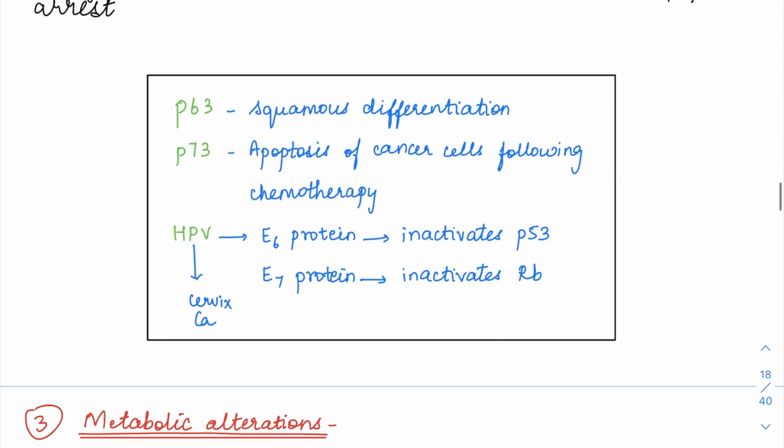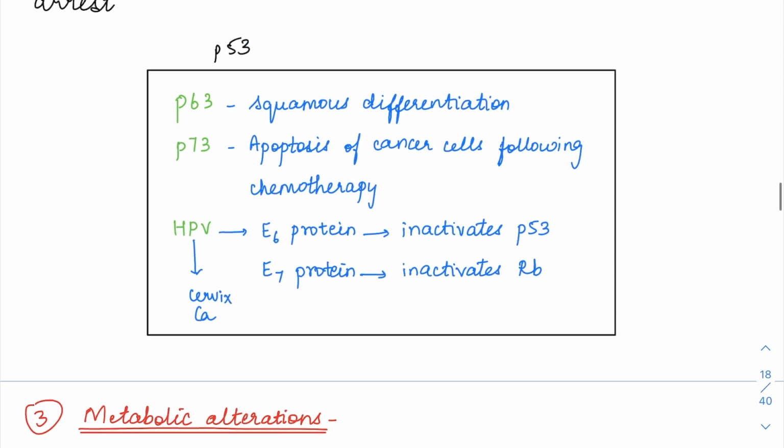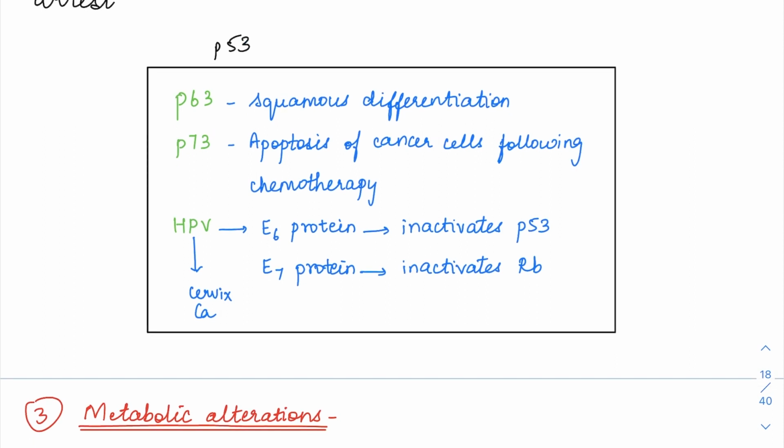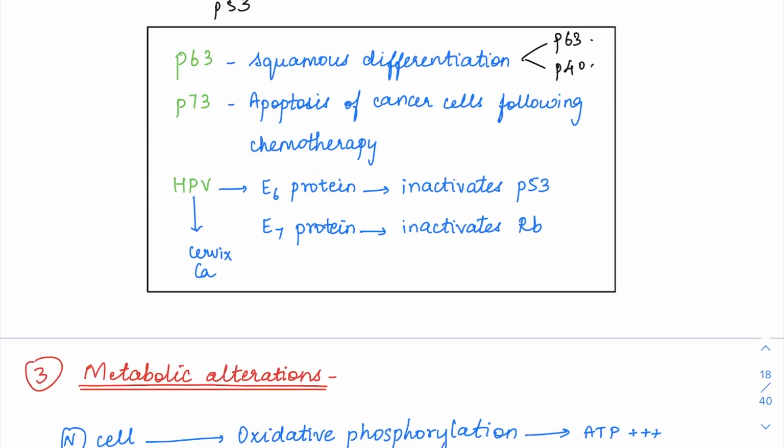So P53 we saw, and P53 belongs to a family wherein it is associated with P63 and P73 as well. P63 is going to have the squamous differentiation. P63 is going to be expressed wherever cells are having a squamous differentiation. The marker for squamous differentiation is P63 and P40. If you are doing immunohistochemistry to prove a squamous cell origin, you can use either P63 or P40.